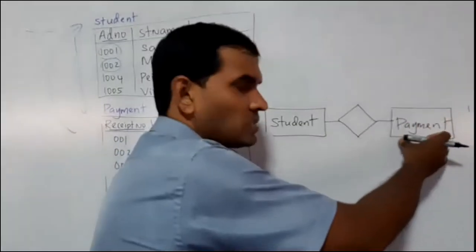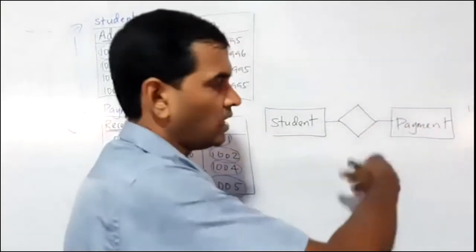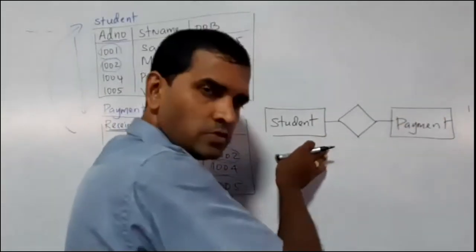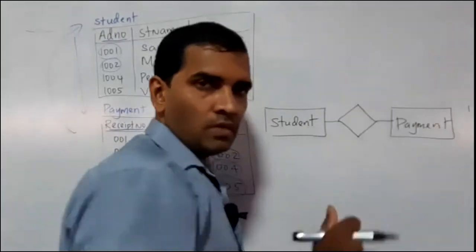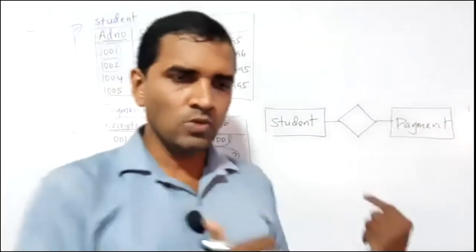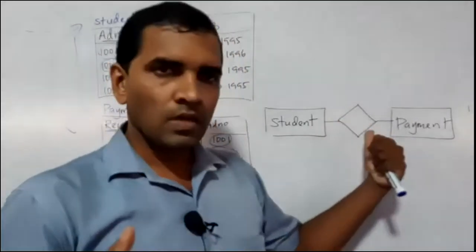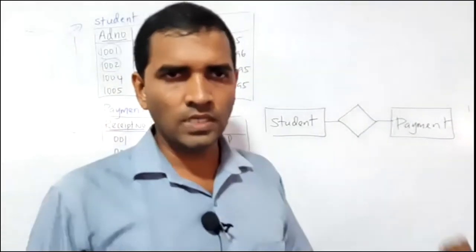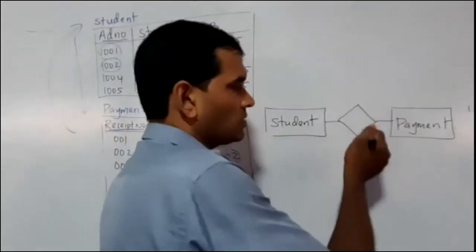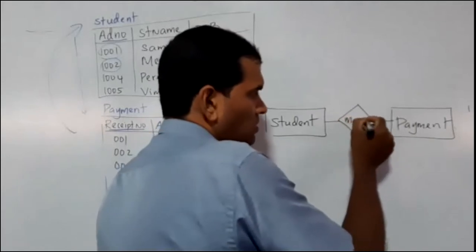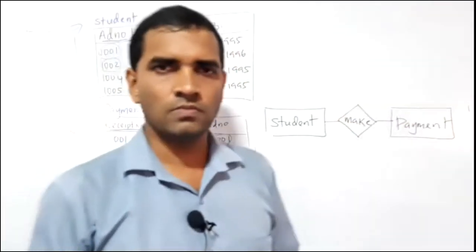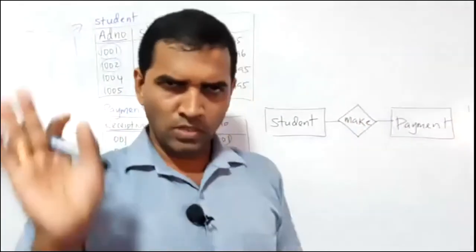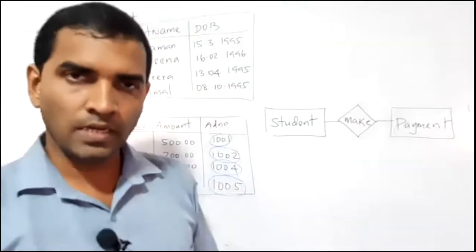Assume, for explaining this relationship, I take another example. You have a student table and you have a subject table. What is the connection between student and subject? Student studies subject, or student follows subject, or whatever. So use a verb for describing. In my case, it is make. Student makes payments. These notations or these names are not important, if you can understand or remember.